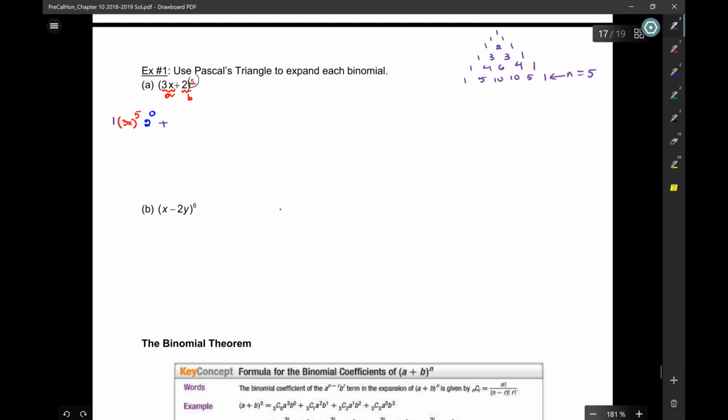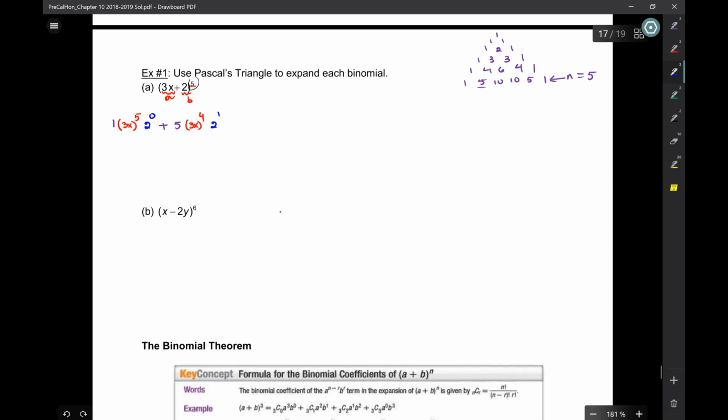Okay, plus the next coefficient is 5. Then I have A to the power of 4, B to the power of 1. So all the red exponents are going to decrease and all the blue exponents are going to increase. At each step, my total exponent is going to be 5. Okay, the next coefficient is 10. (3x) to the 3, 2 to the 2. My next coefficient is another 10. (3x) to the 2, 2 to the 3.